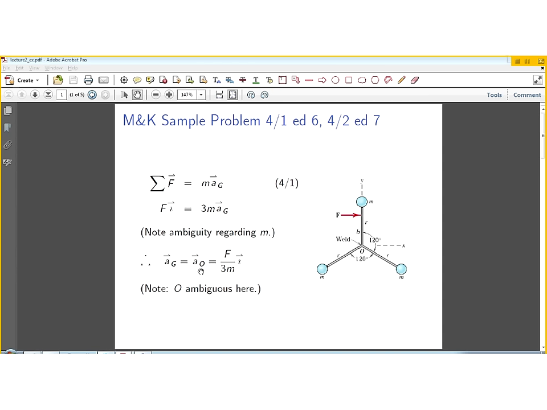The origin of the axis system cannot have an acceleration. It's a fixed axis system, so the acceleration of the axis system origin is 0. That is not what is meant with this A sub O. In this case, it's an axis system that's accelerating with a body. It's not the fixed axis system that we were talking about earlier.